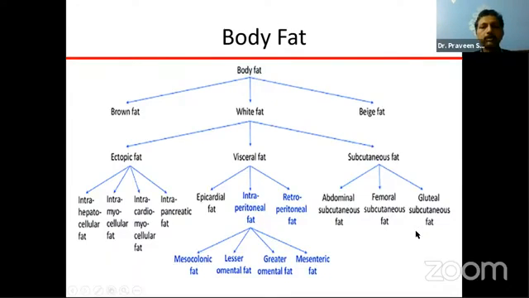So to assess fat, which is contributed by the brown fat, the white fat, and the beige fat, by a single modality is very difficult. So we have different methods with us.